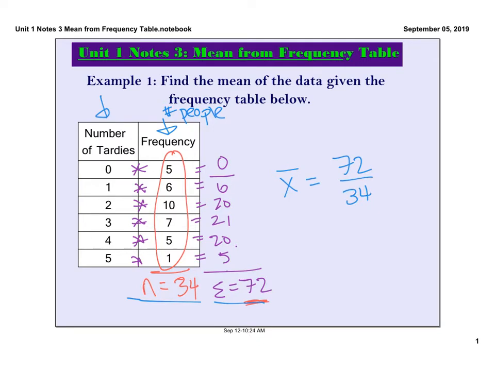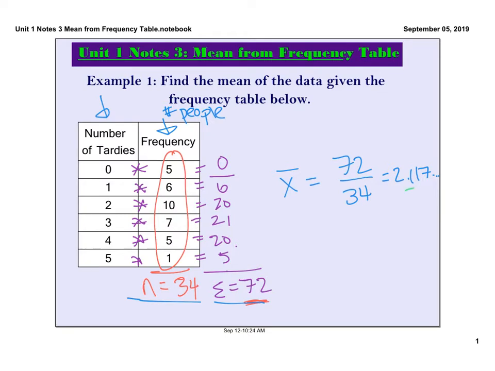72 divided by 34 gives me 2.117, and my data goes on. Remember that round off rule that we've talked about before. We want to round 1 decimal place beyond our data.